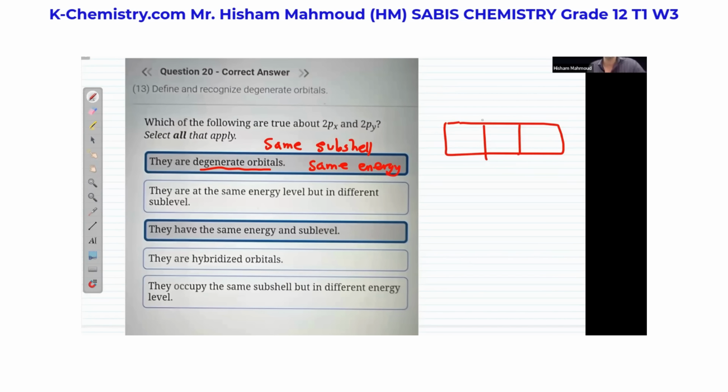Why do they have the same energy? Because they are in the same subshell, which means they are in the same shell. They have the same energy and sublevel. They are at the same energy but different sublevel? No, they are not hybridized. Who said that? They occupy the same subshell but in different energy level? That's completely wrong.